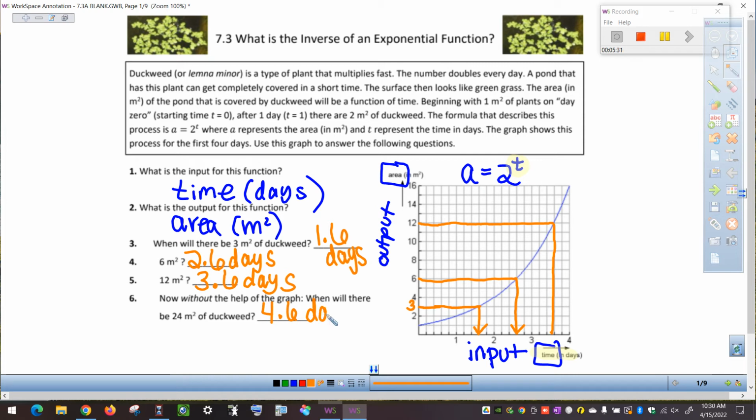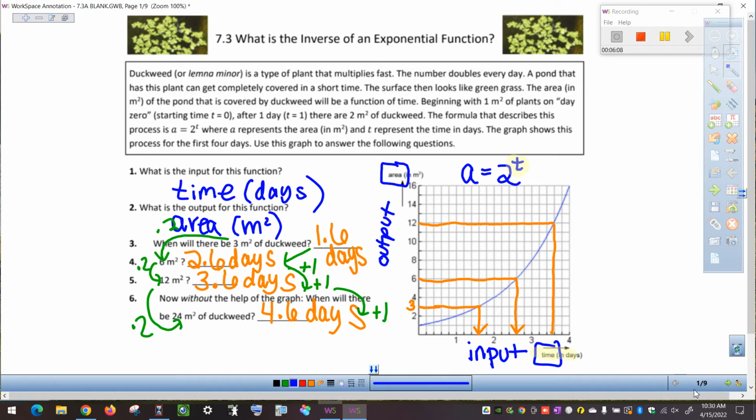4.6 days. Why? Because for all the other ones, like 3 times 2 is 6, 6 times 2 is 12, 12 times 2 is 24. Beautiful. So we see this pattern in these areas. We see every question is the doubled area from the previous area. And we can see here from our graph that every time our area doubled, the amount of time added 1 day.